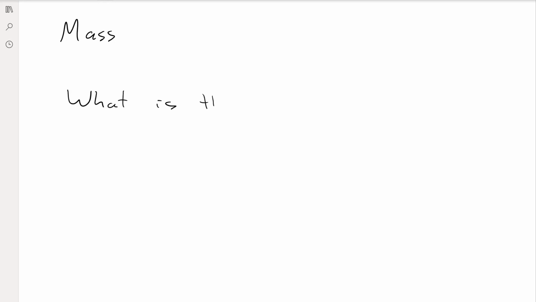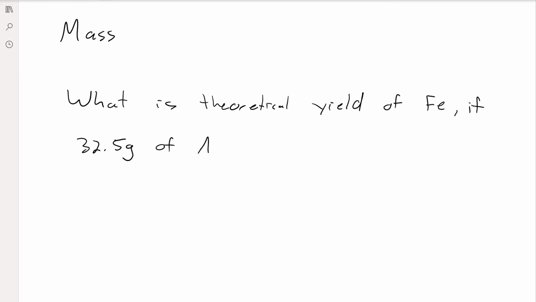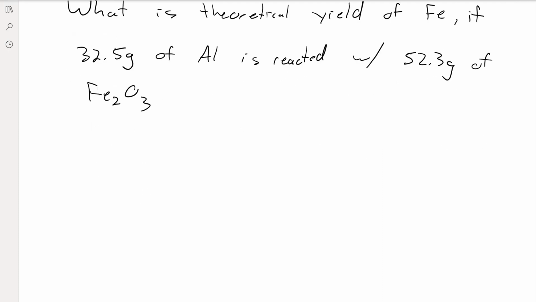What is the theoretical yield of iron if 32.5 grams of aluminum is reacted with 52.3 grams of iron oxide? And then we're given the chemical reaction for it.